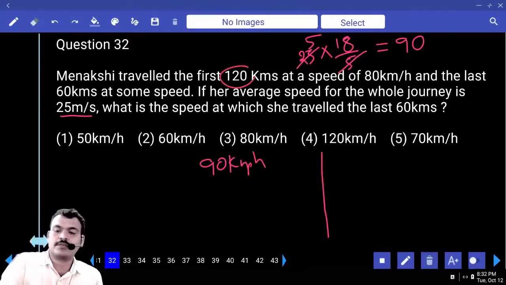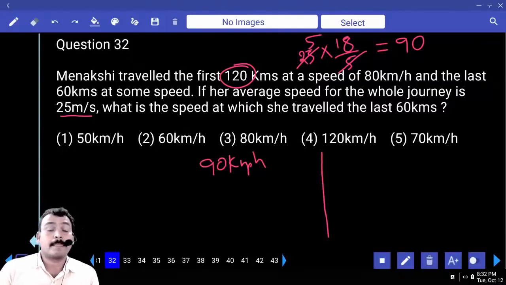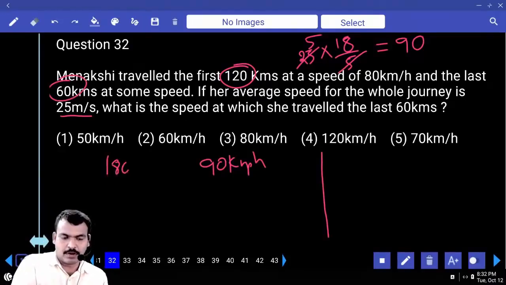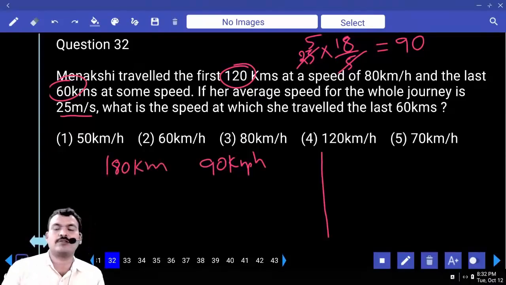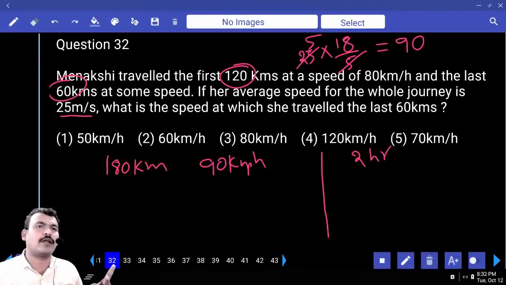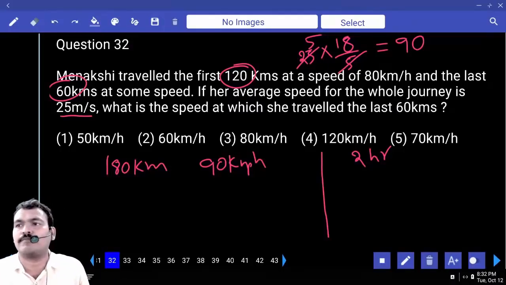What is the first case distance? 120. What is the second case distance? 60 kilometers. What is the total distance? 180. If total distance are 180 kilometers, total speed are how much? 90. Then how many hours are taken? 2 hours or not? Distance are 180, speed are 90 means time are how many hours? 2 hours or not? It is total time or remaining time?